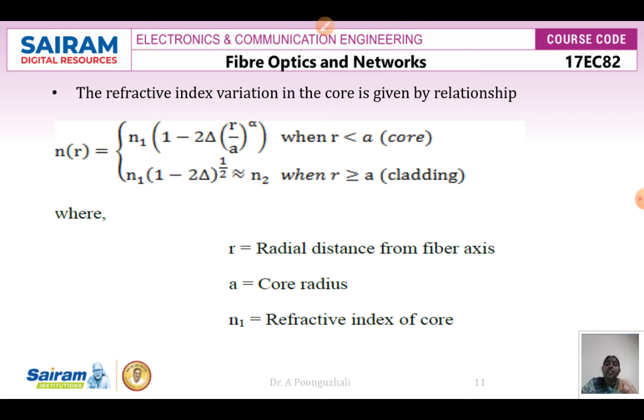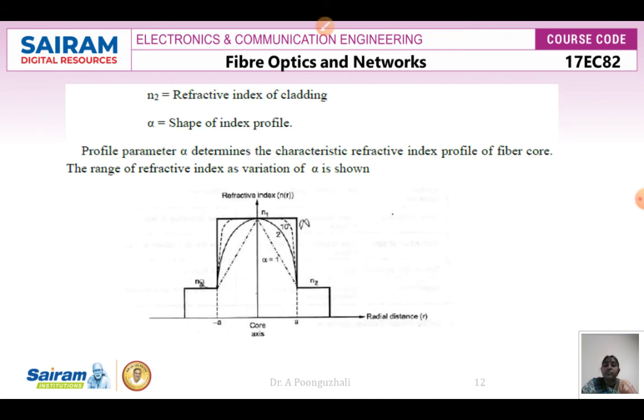where r is nothing but the radial distance from the fiber axis, a is the core radius, n1 is the refractive index of the core, n2 is the refractive index of the cladding, and alpha is the shape of the index profile. When the shape of the index profile is increased from 1 to 10, we can see that the profile takes on various shapes. When alpha is equal to 1, it is going to have a triangular refractive index.